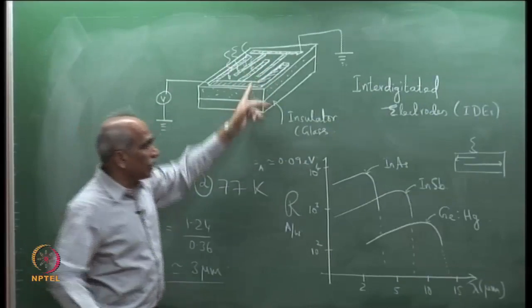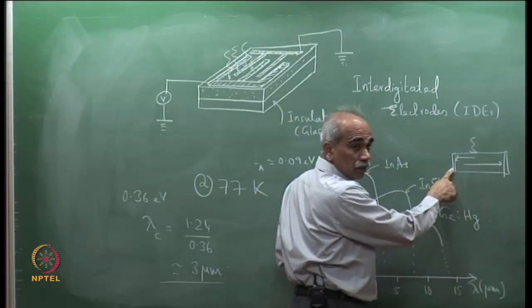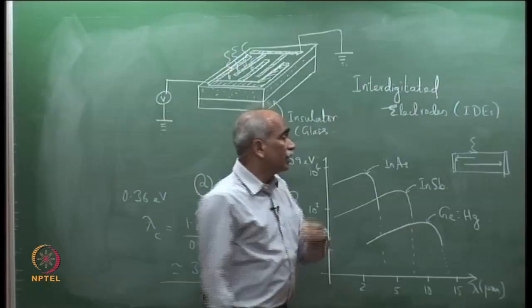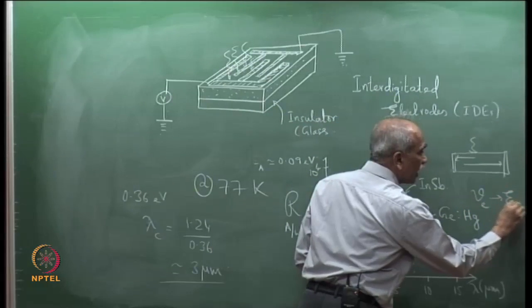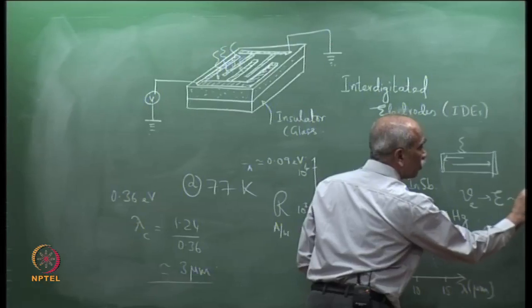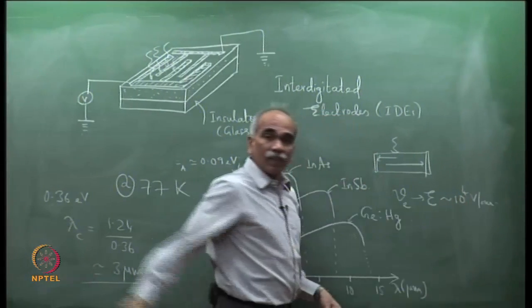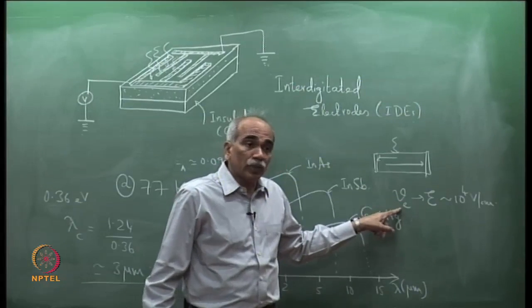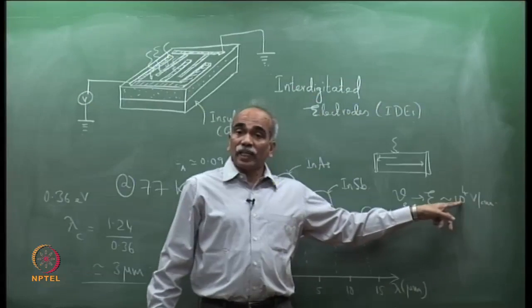The second advantage is, if you apply an electric field, please remember, to have a high saturation velocity v_e, we need electric fields of the order of 10 to the power of 4 to 10 to the power of 5 volt per centimeter. We want to have high speed, so v_e should be the saturation velocity, as discussed in the last lecture. You need a very high electric field.